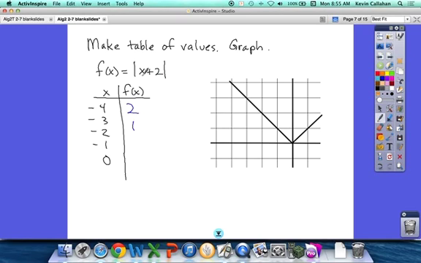If I put in x equals -3, -3 plus 2 is -1, absolute value is 1. Put in -2, you're going to get a 0, absolute value is 0. -1 plus 2 is 1, and 0 plus 2 is 2. And remember, I chose these points because I knew what was going to happen here, right?